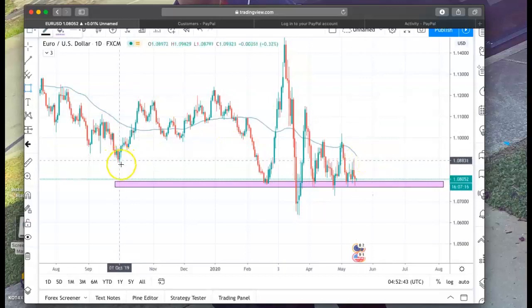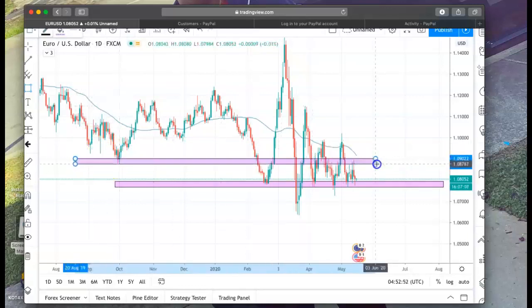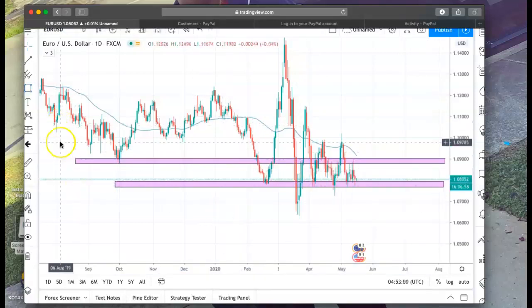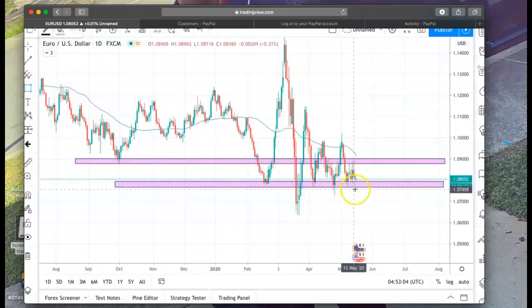Now, as you can see, we have a rejection here and rejection here in this area. So I'm going to get my box and draw another key zone. When we're trading, we want to trade from zone to zone. So if I was to wait for price to break out of this box below or this box above, I would just trade to the next zone.